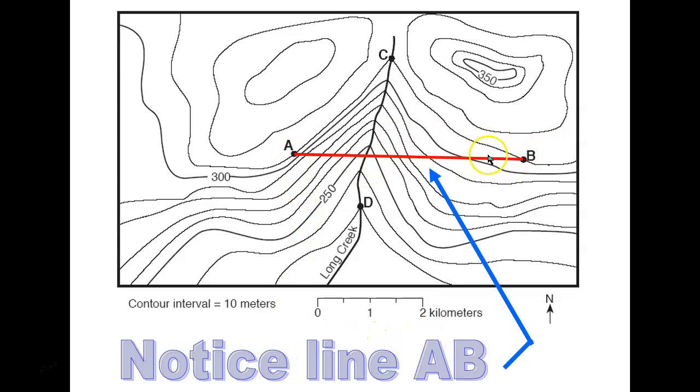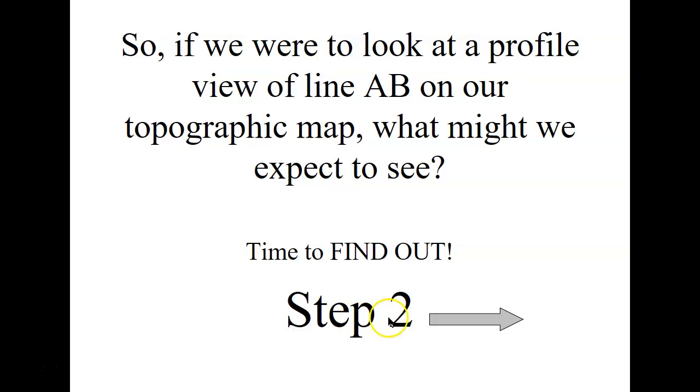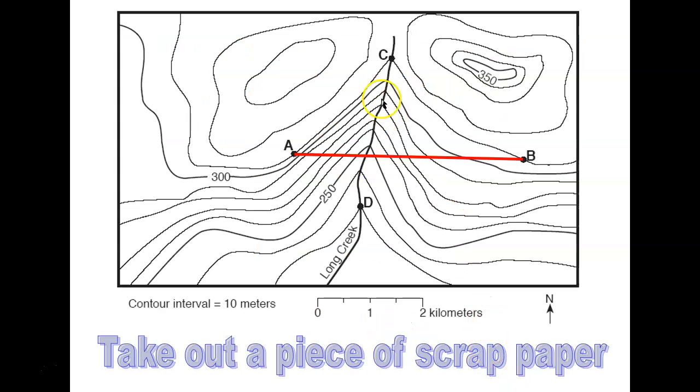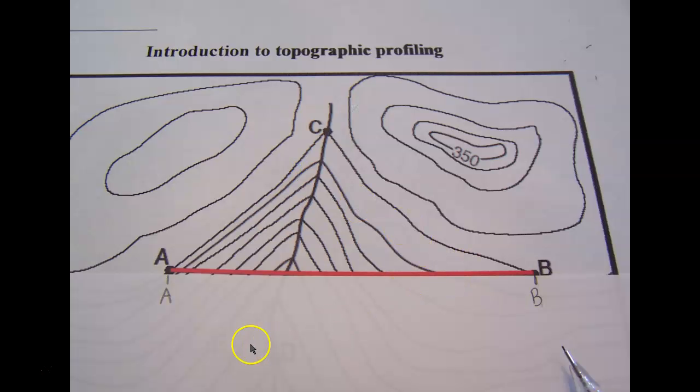So you have the line. Now, not every time they ask you to draw a profile will they have the line drawn in, but most of the time they do. So how are we going to do that profile is what we're going to find out now. The first thing you have to do is take out a piece of paper, and you'd hold it up right along between A and B along that line, and mark off A and mark off B like that.